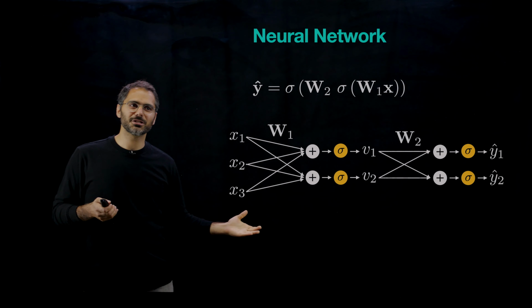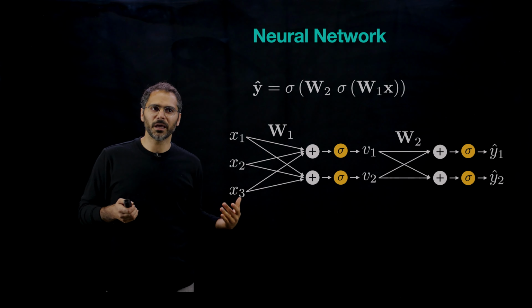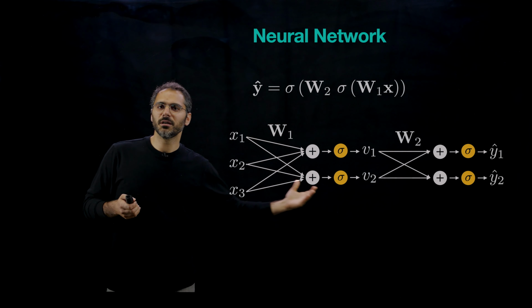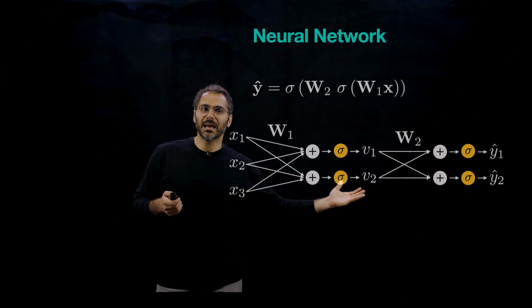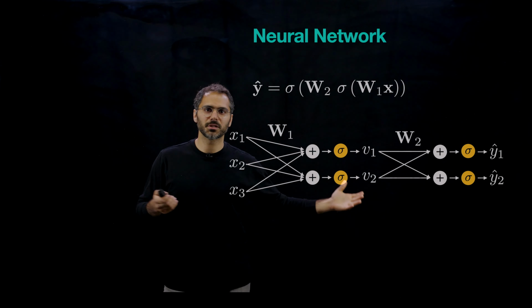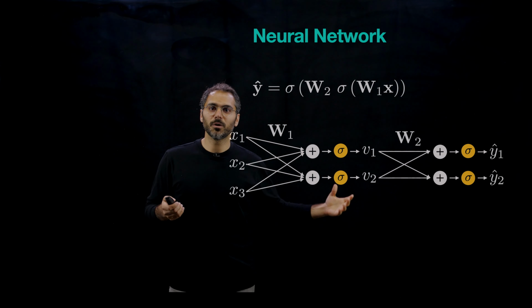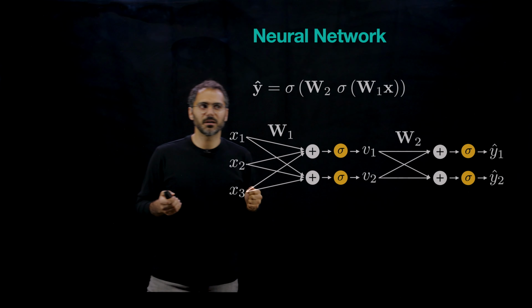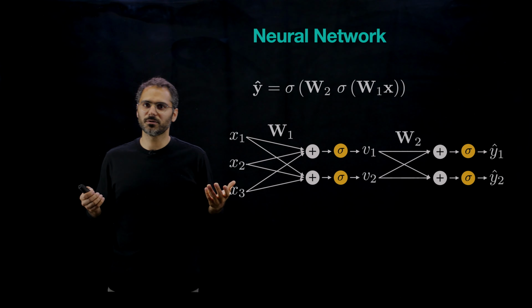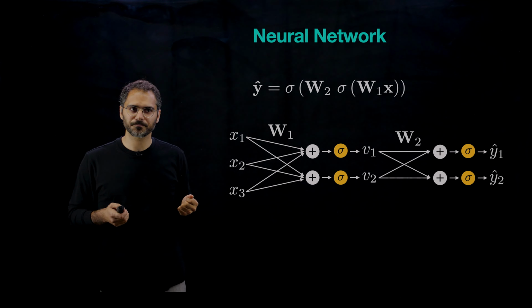This graphically looks like this now. So we take x, we multiply it by w1, and then we apply sigma, a nonlinear function, and then we get v, some variable v. We apply another linear transform to it, w2, and then we apply sigma. We get finally the output y hat that we're looking for.